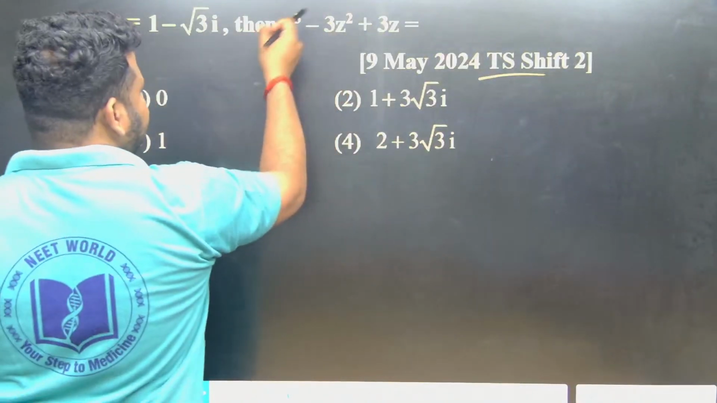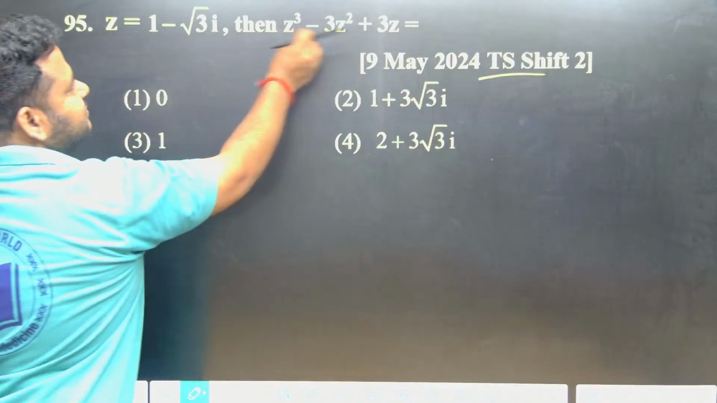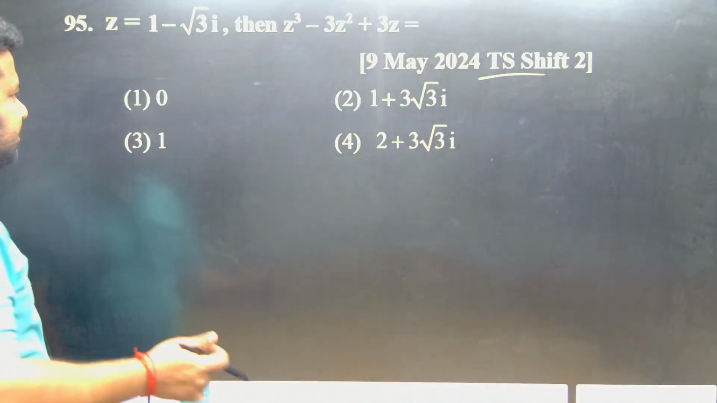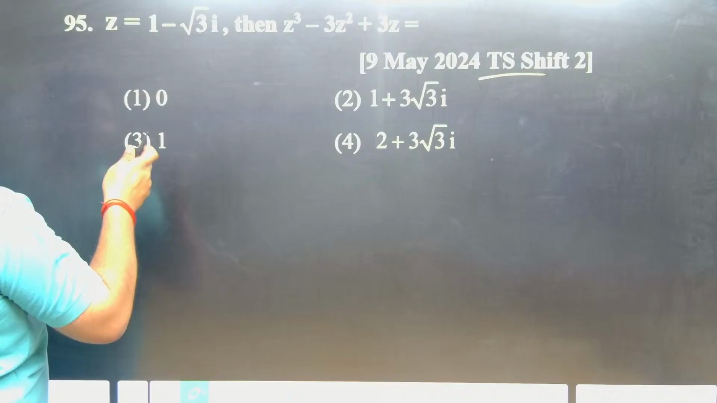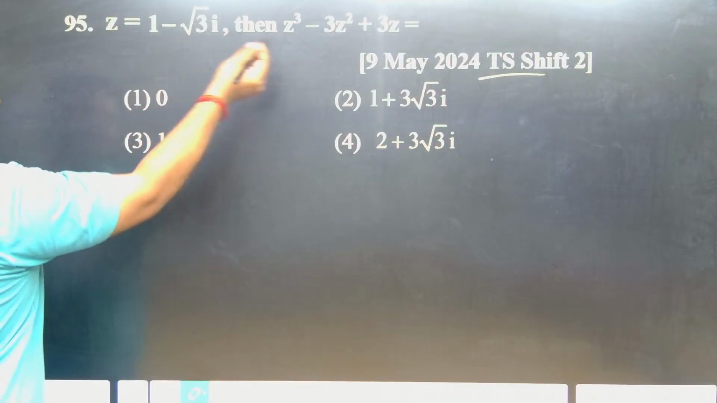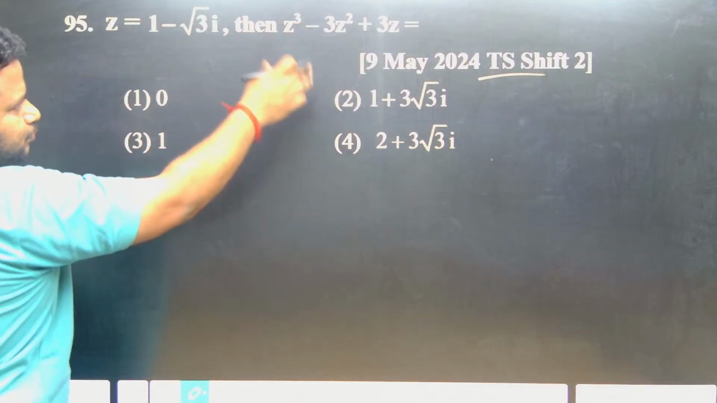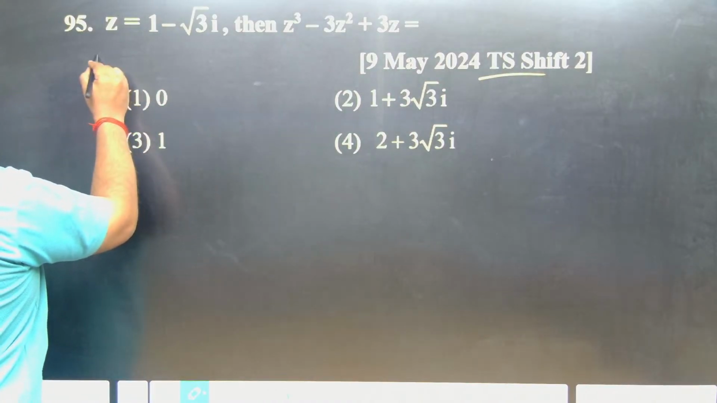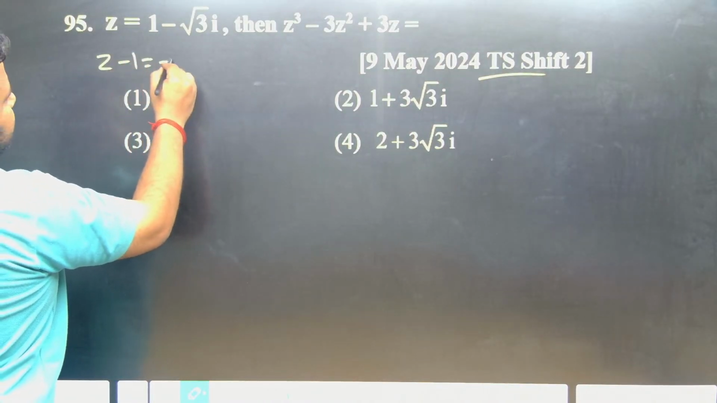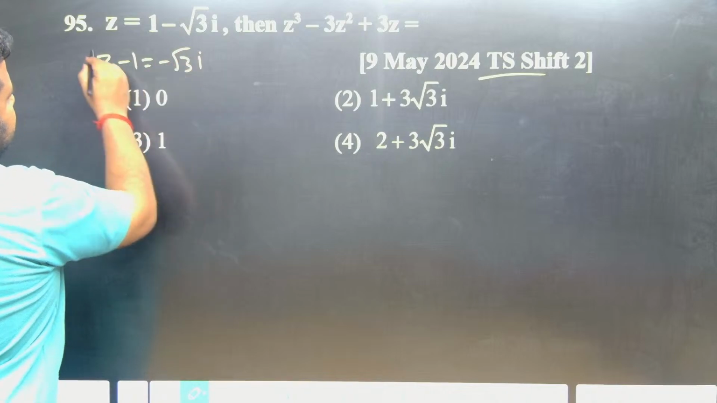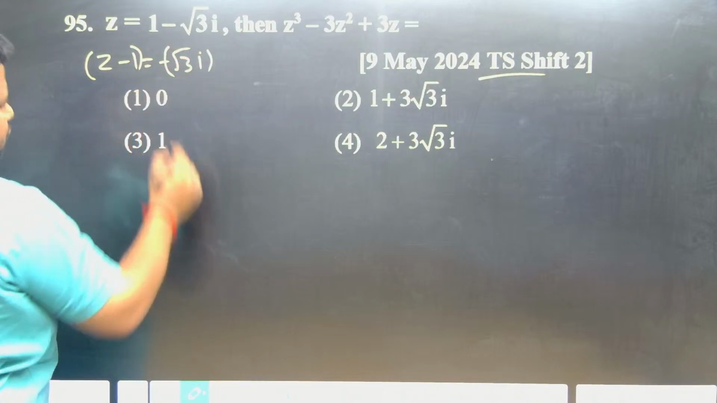So first, one thing is you can put the value of z here and find out the value. The other is we will use a shortcut or simplified method, because this is a very tedious method. You have to cube, square and all these things. Instead of that, I will take z minus 1, which will become equal to minus root 3i. Now I will square on both sides.